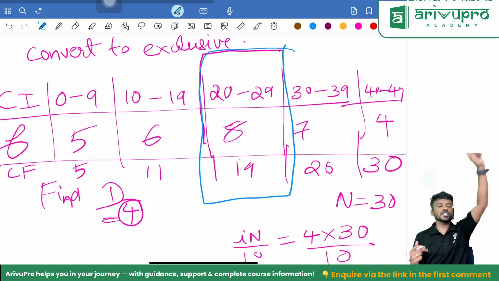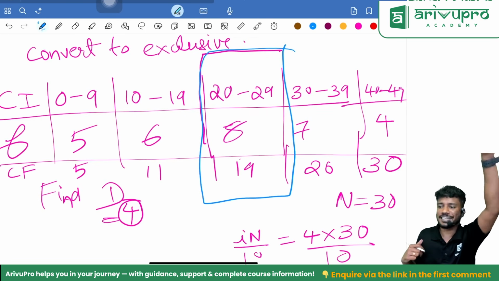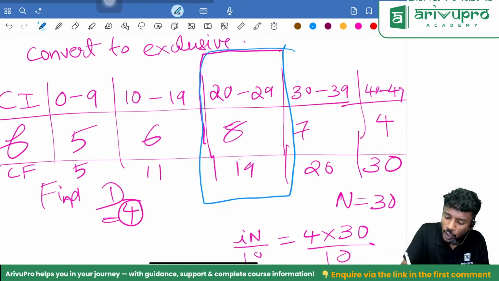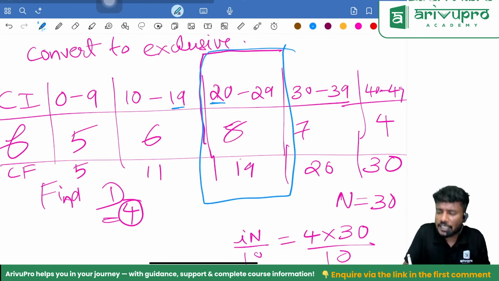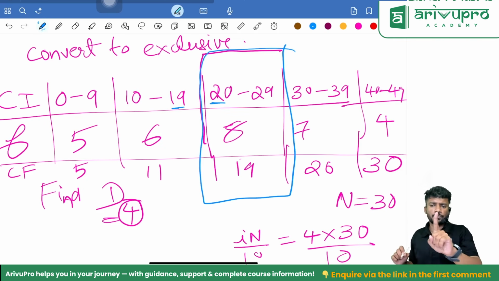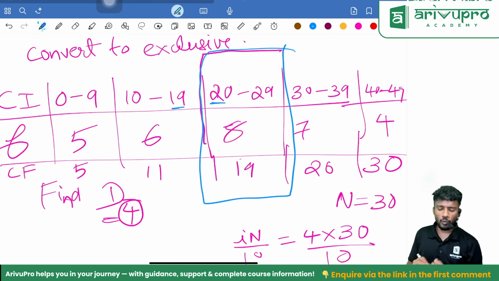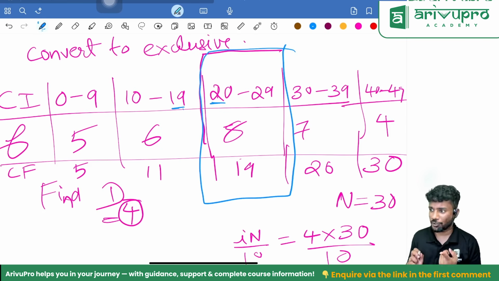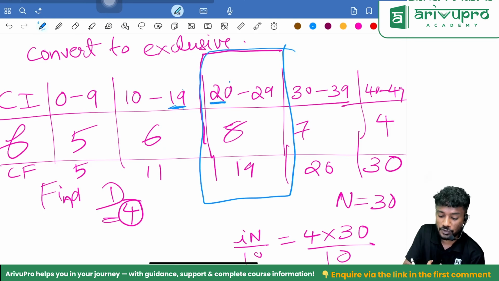Now the next question, is it exclusive or inclusive? It is inclusive. How to convert to exclusive? Now the gap between 19 and 20 is how much? 1. Take that 1 out. 1 by 2 is how much? 0.5. What if the gap between them is 5? We will take the 5 and 5 divided by 2. Are you getting the logic?